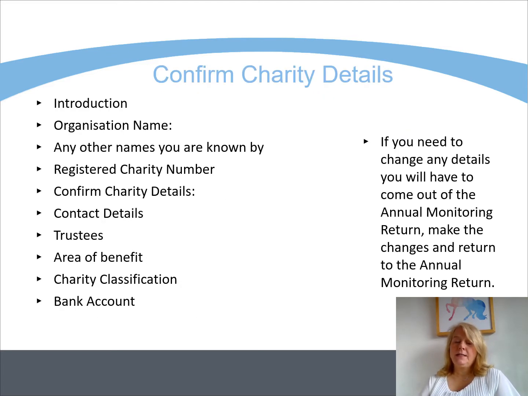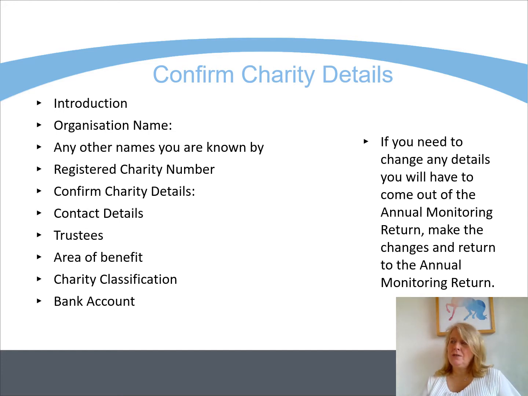So the charity details that I was talking about, all of these will have been pre-populated with the information that you've given the Charity Commission when you registered, or if you've changed them, the changes will be saved here. So your organisation name, any other names that you're known by, your number, and you then confirm those details, and then you'd be shown a page with the contact details and then the trustees' details.